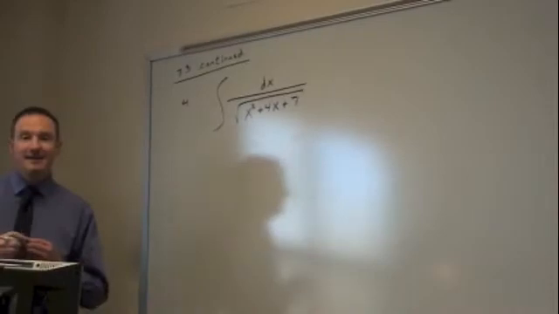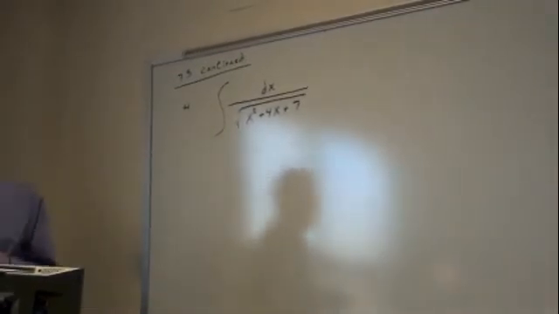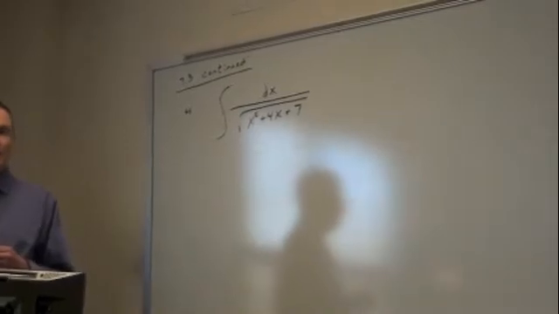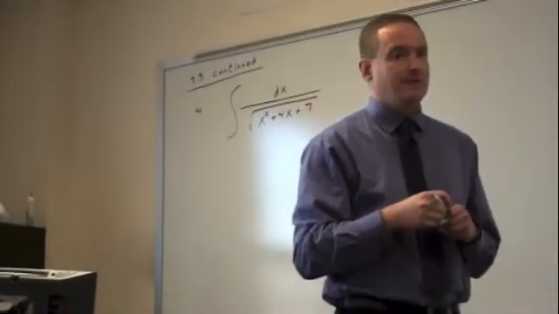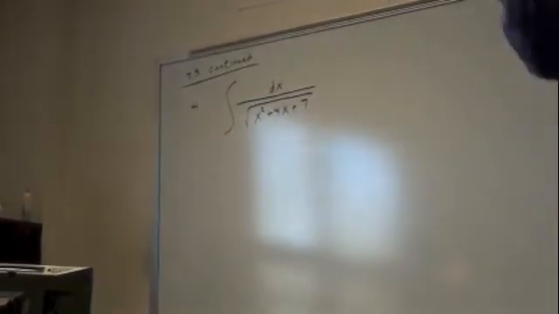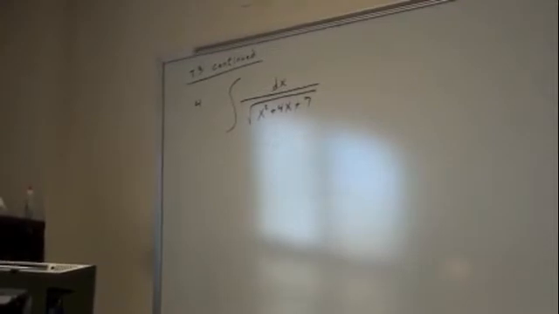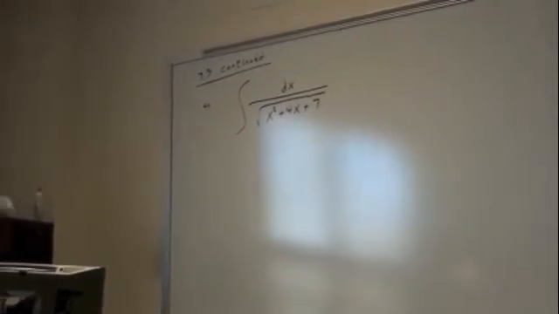Does this look like any of our formulas that we had? Well, if it's x squared plus a squared, we'd use a tangent theta. If it's x squared minus a squared, we'd use a secant theta. If it's a squared minus x squared, we'd use a sine theta. I don't see any of those. But what can you do to this?